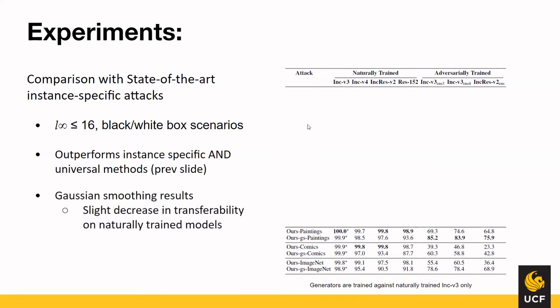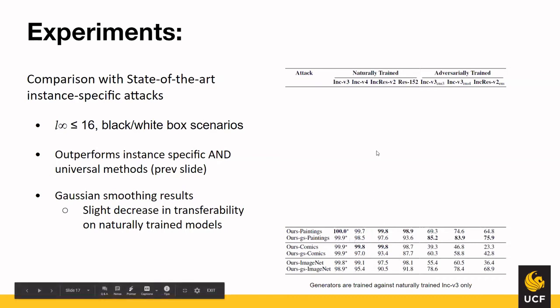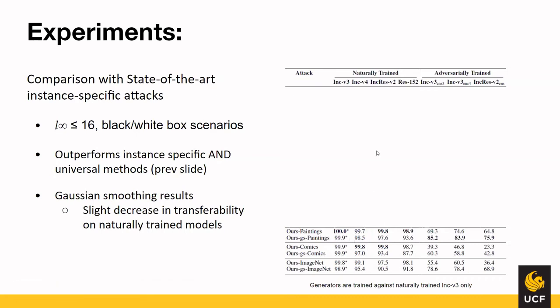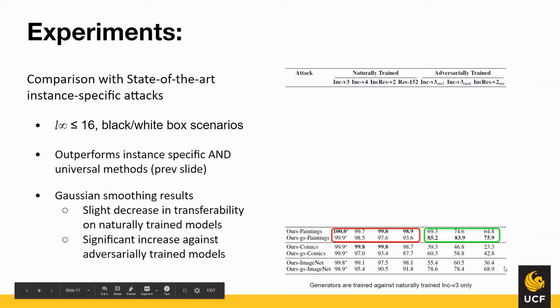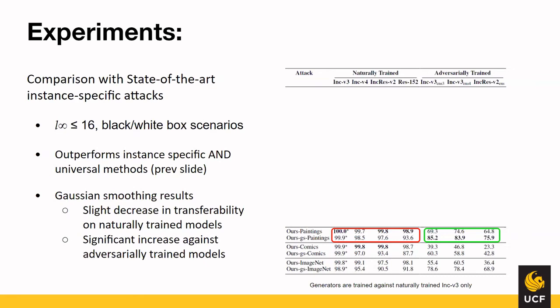What they find is that Gaussian smoothing results in a slight decrease in transferability on naturally trained models, which is shown here. So again, if you're attacking a naturally trained model, it's best to not really include Gaussian smoothing, although they find it doesn't degrade performance too much. Against adversarially trained models, however, Gaussian smoothing results in a significant increase in transferability, as highlighted in the green box here. So again, this is telling us that Gaussian smoothing performs well against adversarially trained models, and it doesn't improve performance too much against naturally trained models.